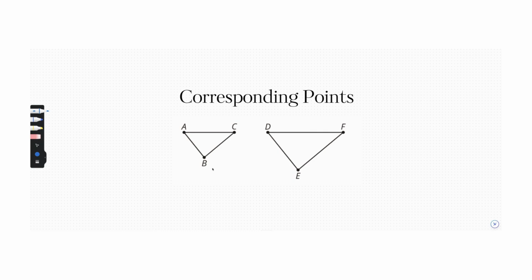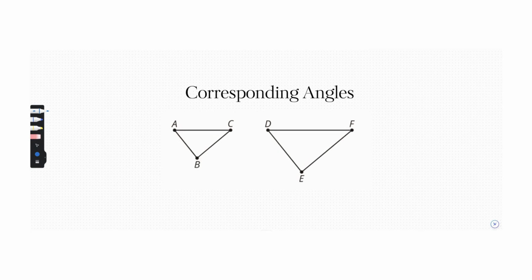So again, these are called corresponding points. Now, here we have the same two triangles, but now we're going to talk about corresponding angles. First of all, focus on angle A here. Again, let me use a blue color. Angle A would correspond with angle D. Angle A and angle D are the exact same angle measure. So if angle A is 50 degrees, angle D would also be 50 degrees.